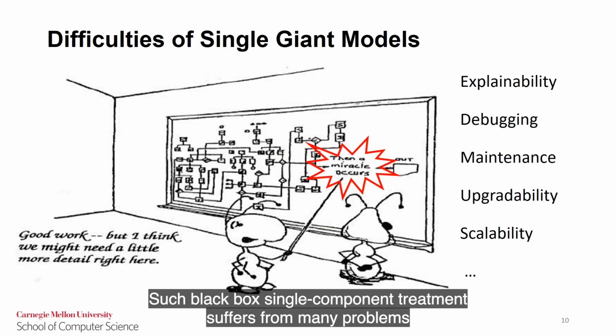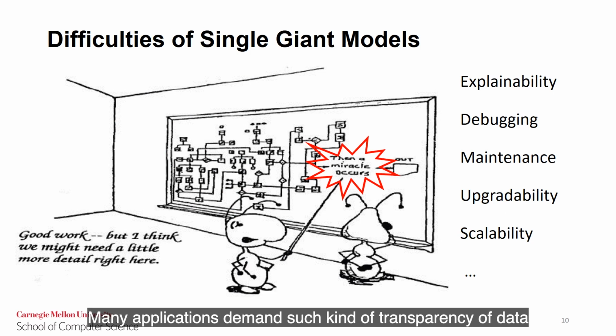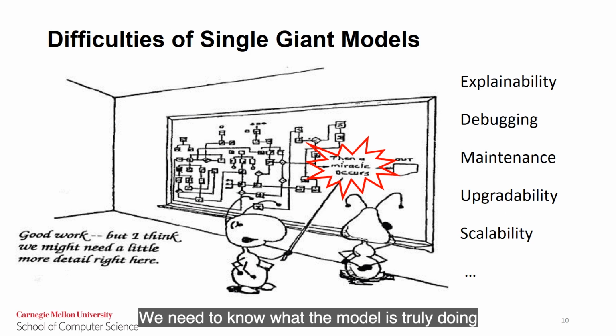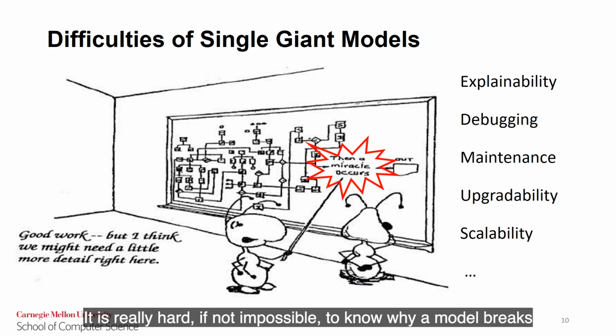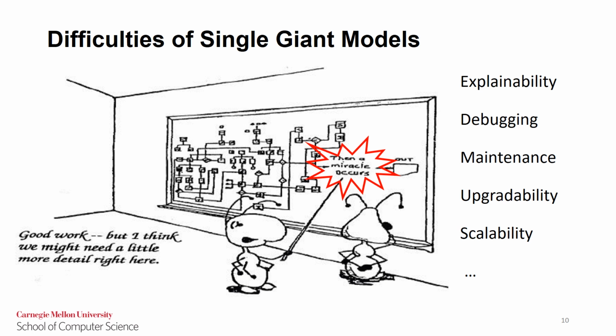Such black box single component treatment suffers from many problems. First, explainability. Are the intermediate results produced at each step? Many applications demand such kind of transparency of data. We need to know what the model is truly doing, but not hope it works in a miraculous way. Next is debugging and maintenance. It is really hard, if not impossible, to know why the model breaks. The experts have no clue here. Next one is about upgrade.